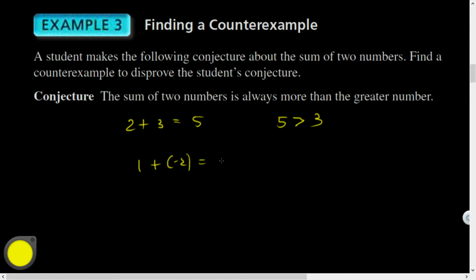1 plus negative 2 is negative 1. And is negative 1 greater than, which one's the bigger number here? The 1, yep. And that is not true.